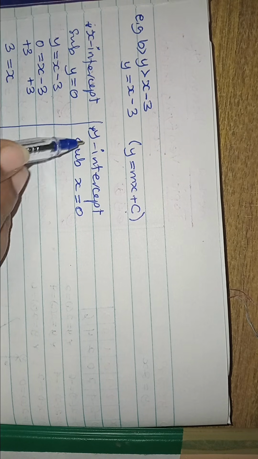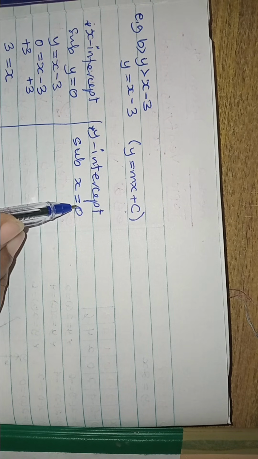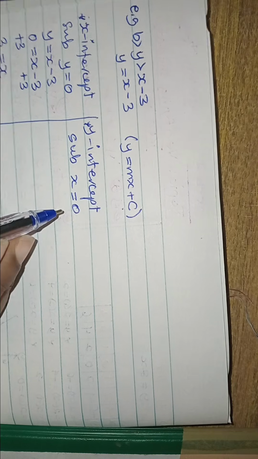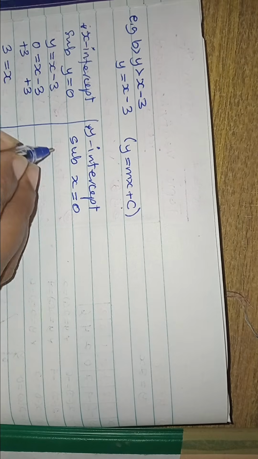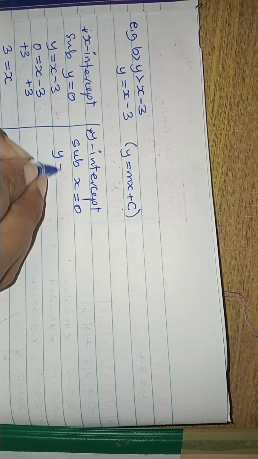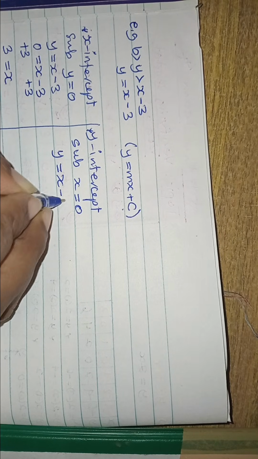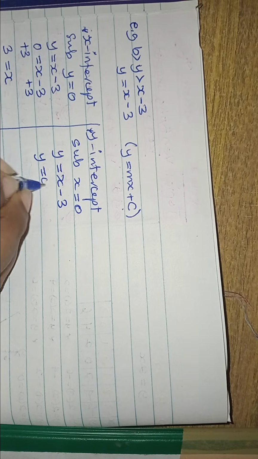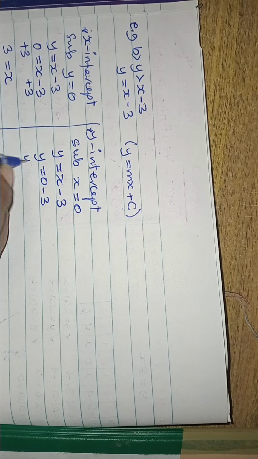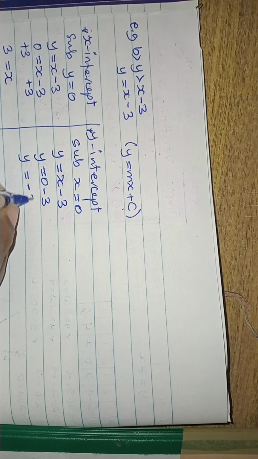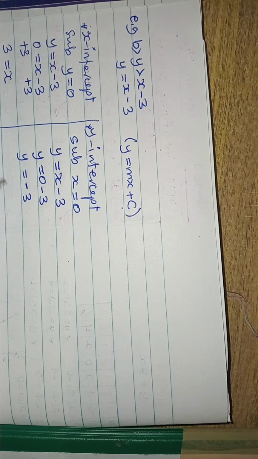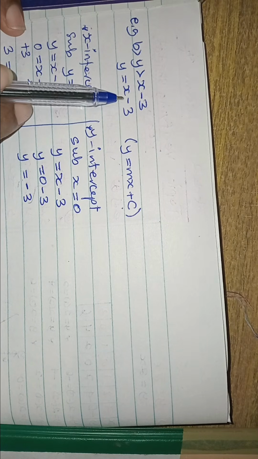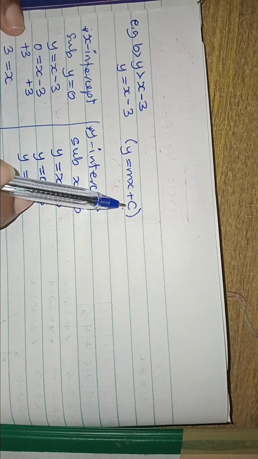Again, the y-axis cuts the x-axis exactly at 0, and therefore we substitute x equals 0 into the equation. So let's do it. y equals x minus 3. x is 0. So y equals 0 minus 3, which gives y equals negative 3. And once again, y equals negative 3 is the same as the negative 3 here, which is the c value.